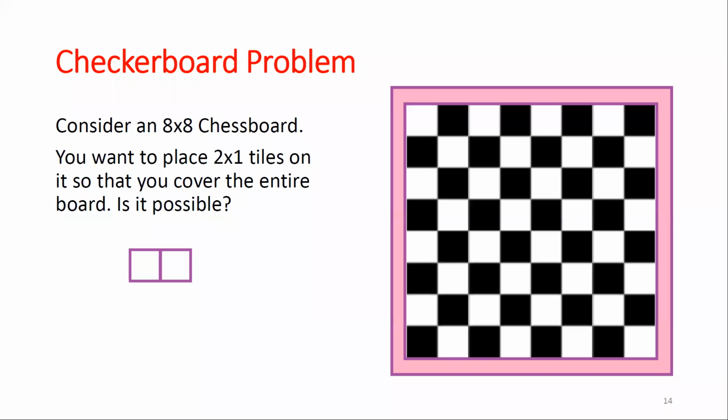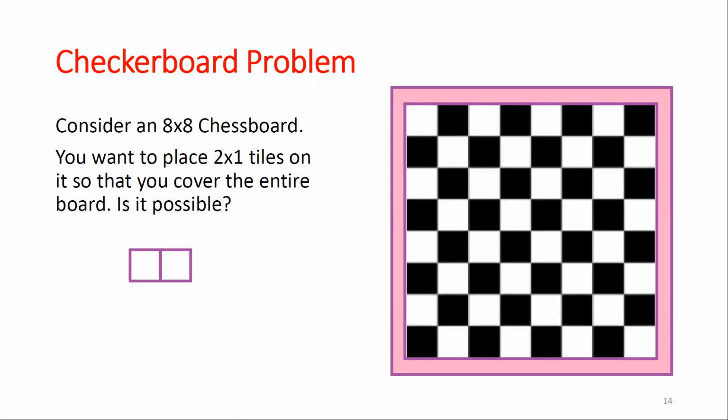All right. So here is a related problem. So, once we have a technique, we want to see how far we can push it. So consider an 8x8 chessboard. You want to put down 2x1 tiles on the board, one at a time, so that you cover the entire board. And the tile could either be horizontal like this, or it could be vertical. You can't put one tile on top of another. Is it possible to put down the tiles and cover the board?